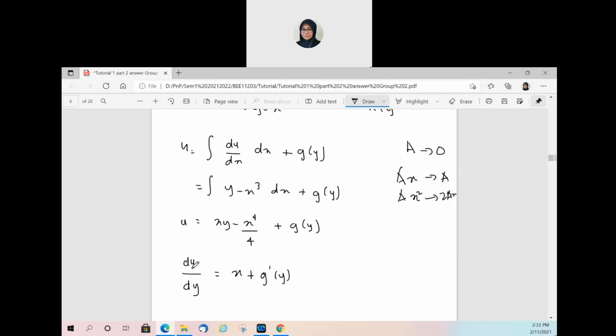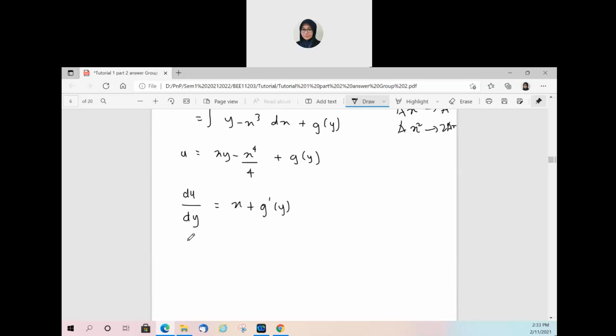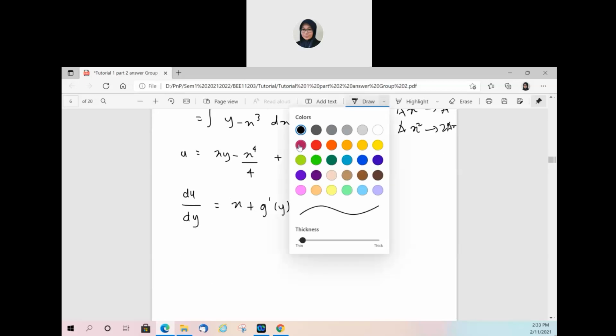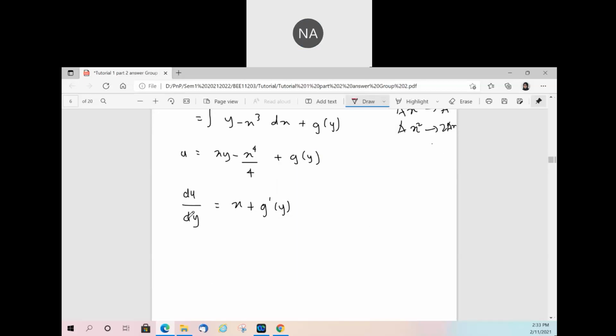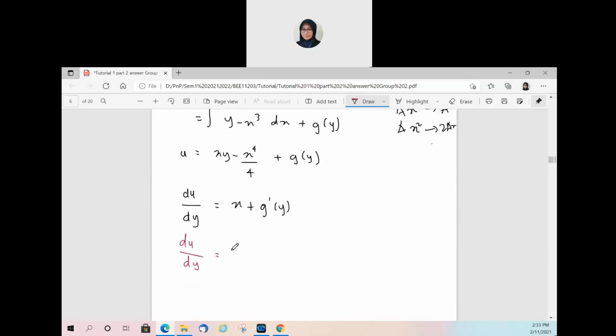Now we have du over dy. Here we also have du over dy. We compare the two. du over dy equals N, which is x plus y^3. So what is g prime(y)?